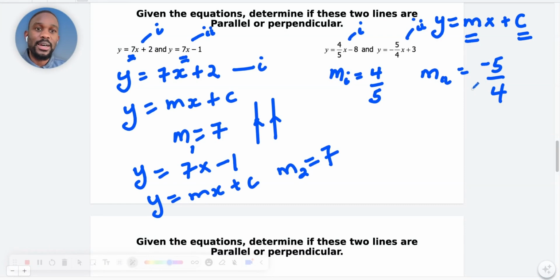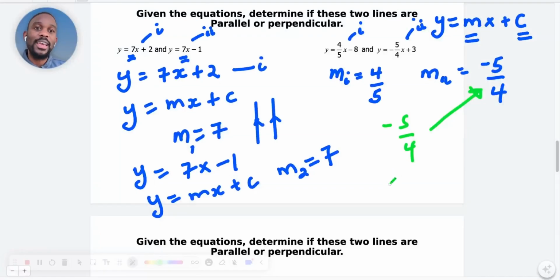Now we just need to find out, are they perpendicular? Because we're sure for a fact they are non-parallel. Looking at this 4/5, what is the negative reciprocal? To get the negative reciprocal, remember, we just flip the fraction and change the sign. If this is 4/5, this will be -5/4. So this will be the slope of the line perpendicular to this. Is it the same as this? Yes. So these two lines are actually perpendicular.